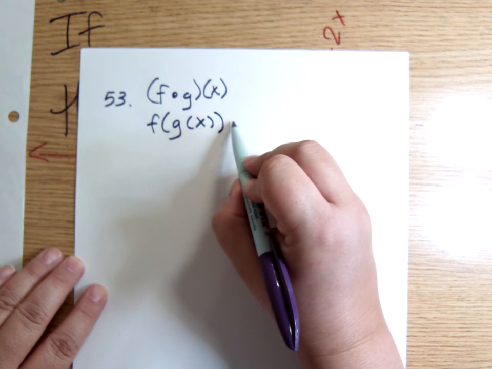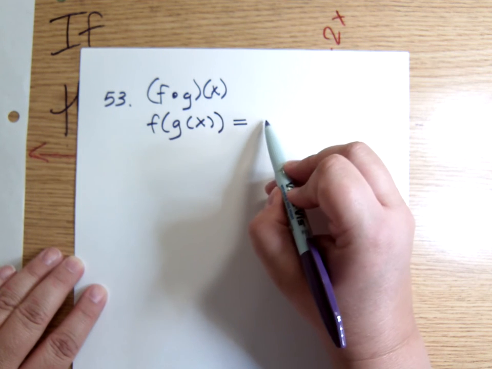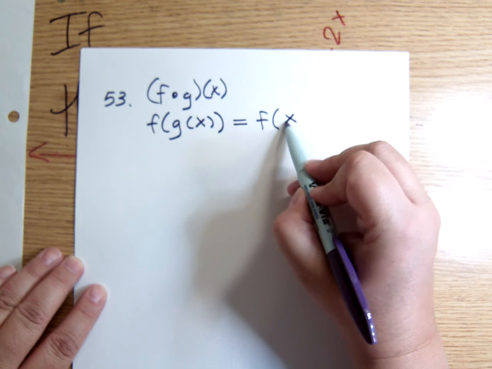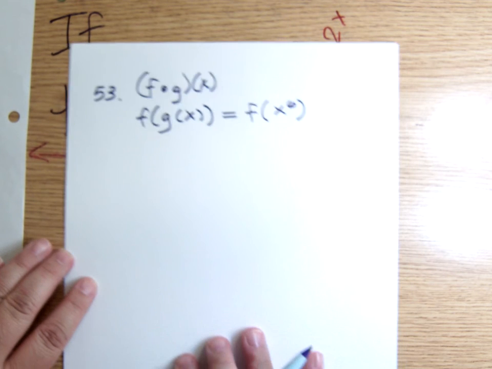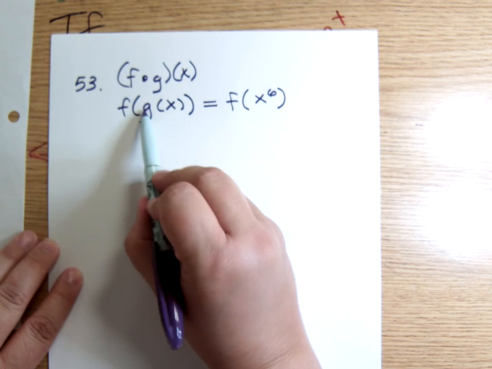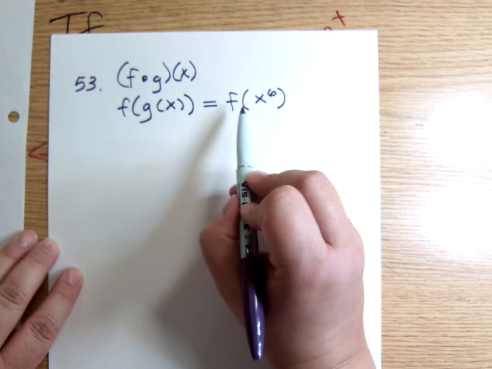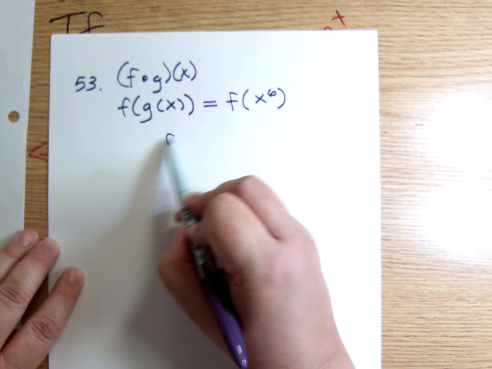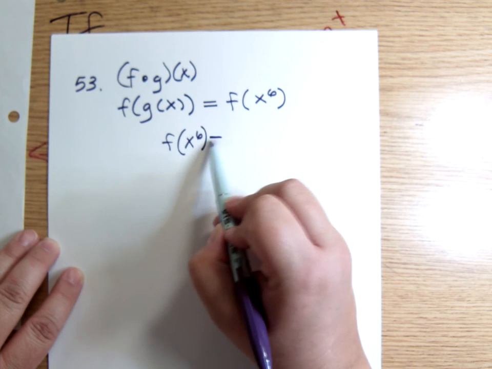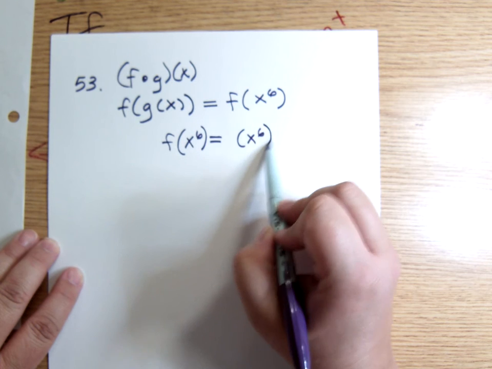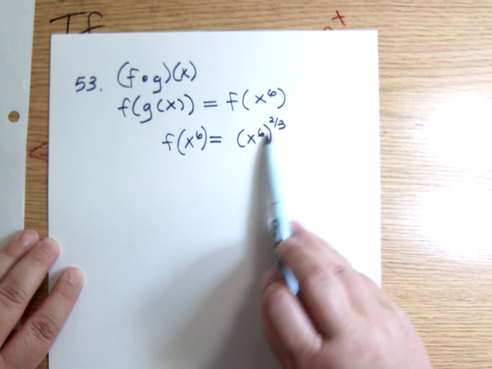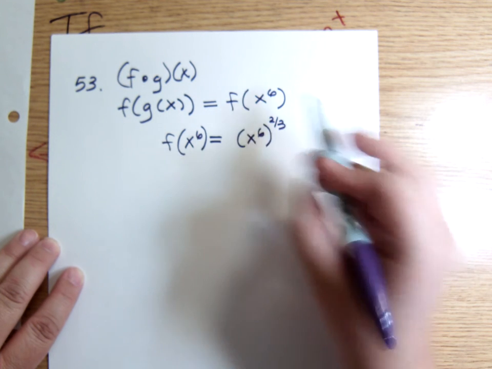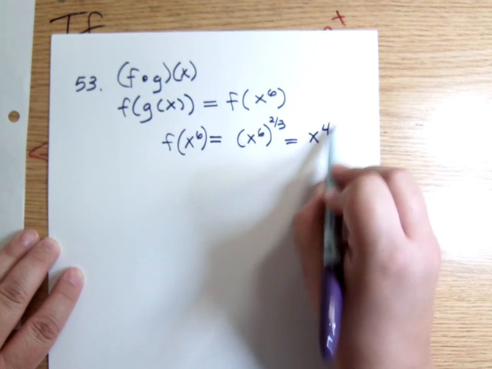That's what it is. This is f of, now what's my g? In number 53, g of x is x to the 6th. So I'm plugging in x to the 6th in place of g of x, and that means it takes the place of x in the f function. So f of x to the 6th means I have x to the 6th raised to the 2/3 power. When you have an exponent inside and one outside like this, they multiply times each other. So this is 2/3 of 6, which means x to the 4th.